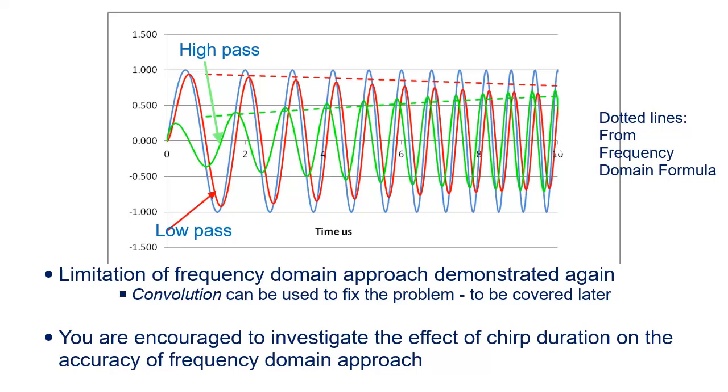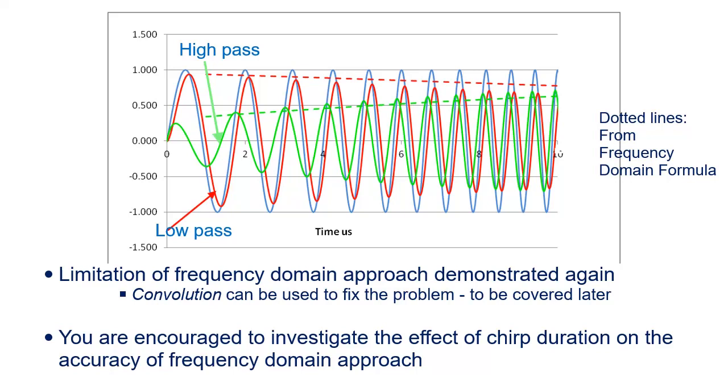For integrator output, expected low-pass behavior is observed. Amplitude is reducing as the chirp progresses and the instantaneous frequency is increased. Similarly, high-pass behavior is observed for differentiator output as expected. The dotted lines depict the expected envelope as calculated by frequency domain expression given earlier.